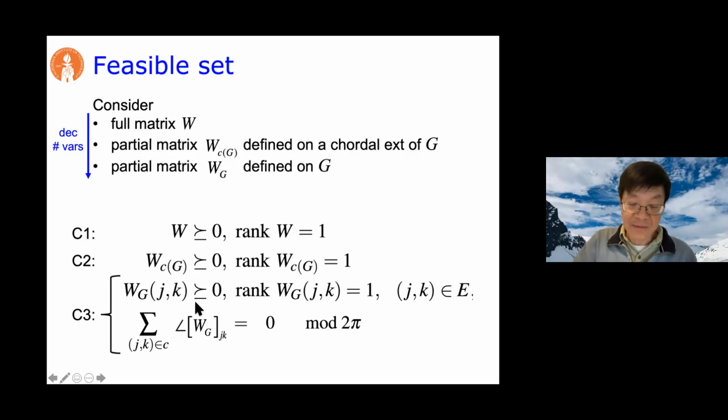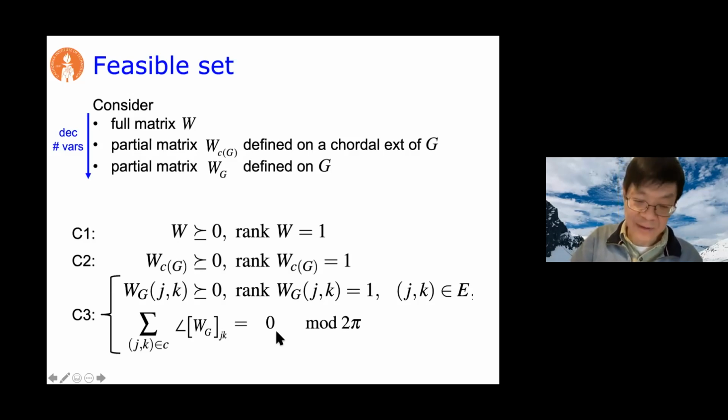And the third condition is much simpler. Well, one aspect is much simpler: you require the WG of JK, so this is a 2 by 2 matrix. For every line JK, you get a 2 by 2 matrix, which is WJJ, WKK, WJK, and WKJ, 4 numbers. You require that 2 by 2 submatrix to be PSD and RAM1. So this is much smaller than the PSD and RAM1 conditions above in C1 and C2. But there's a catch. There's an additional constraint that has to do with the angles of the complex numbers WG of JK around any cycle C, right? So you sum the angles around any cycle, and that sums to 0.